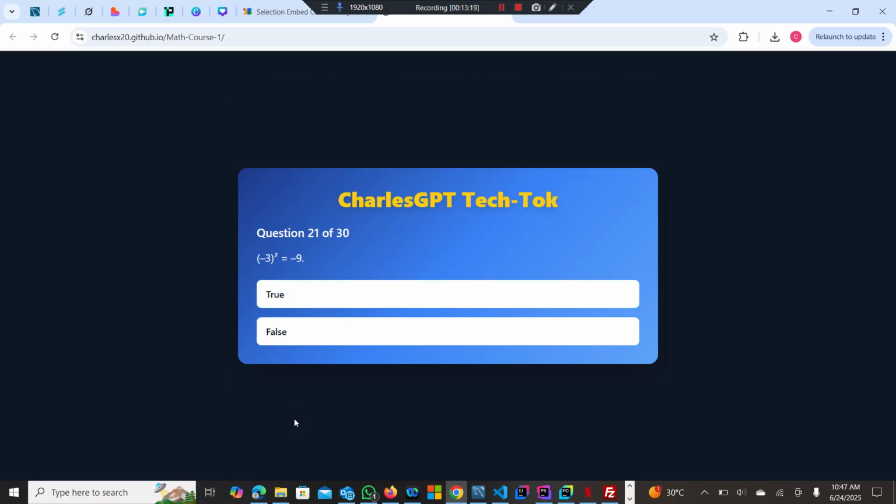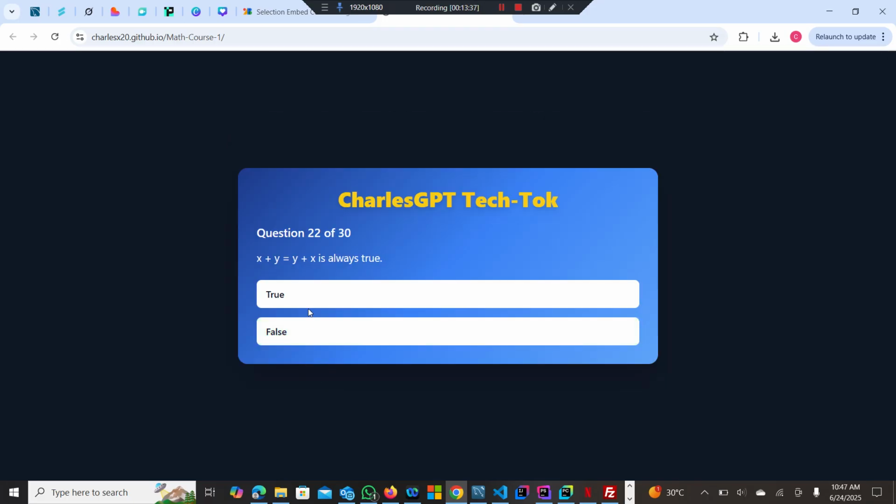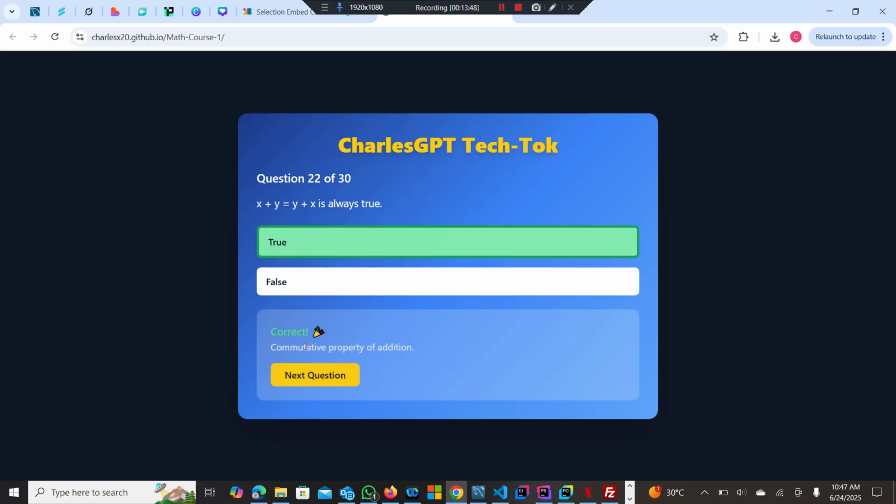So for the next question, this is a true or false question. Minus 3 raised to power 2 equals minus 9. I think false. Okay, false. It equals plus 9, so it's false. So the next question is x plus y equals y plus x, which is just like the commutative property. It is always true. True is the answer.